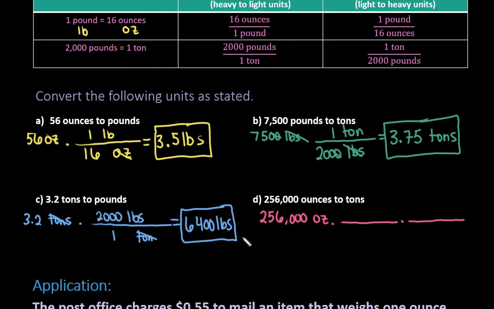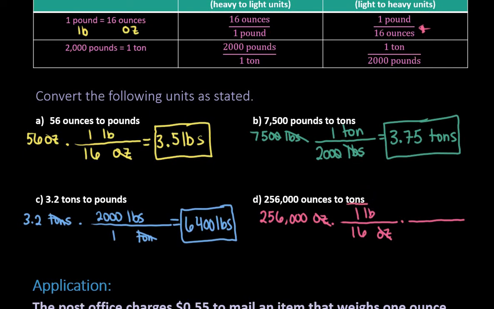Now with this one, you do have to be careful because if you look up here, we do not have a direct conversion that says how many ounces there are in tons. So the first thing that we want to get rid of is the ounces. We can see that this one has ounces in the denominator, so we would put the 16 ounces and the 1 pound up here. Now we're left with pounds on the top, and pounds is not what we want. Remember that we want to get to tons.